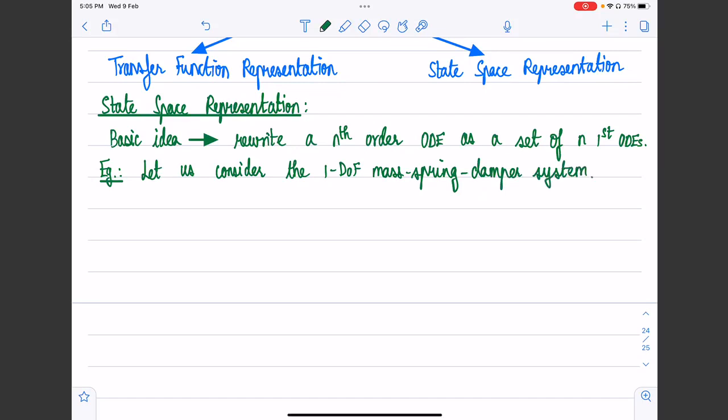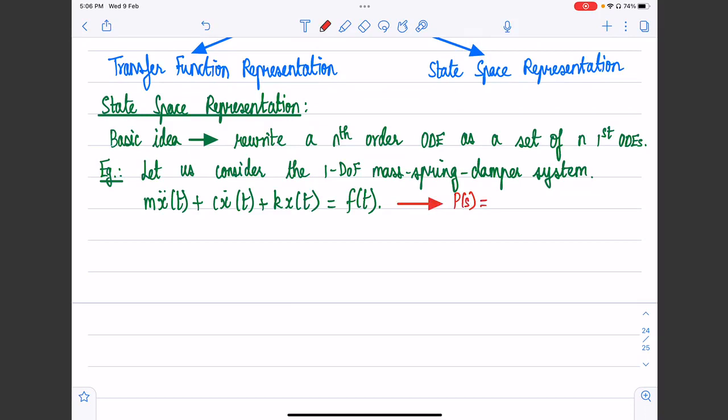Recall that the governing equation is m x double dot of t plus c x dot of t plus k times x of t equal to f of t, right? This was the governing equation of the system. From here, if we recall what we did to get the plant transfer function, the plant transfer function in this case was P of s.